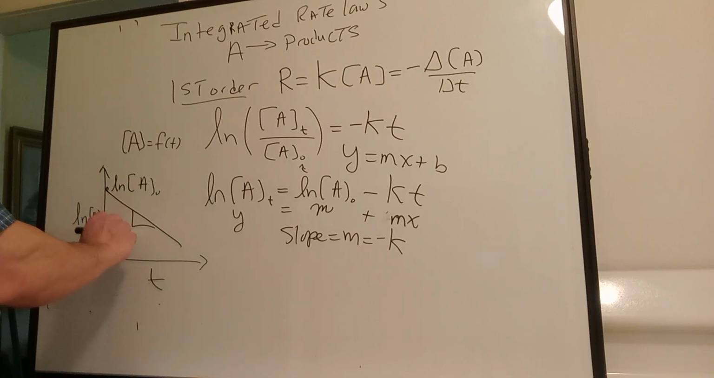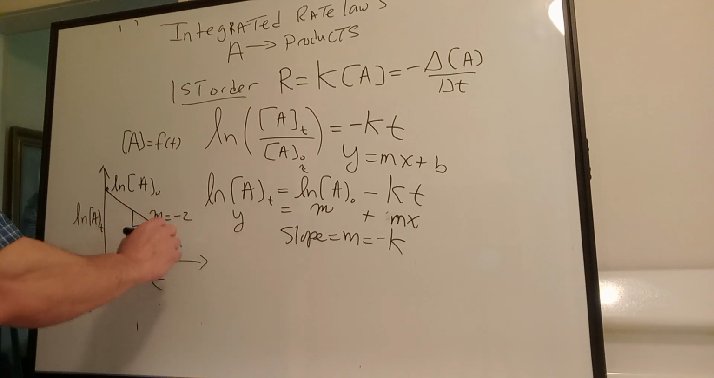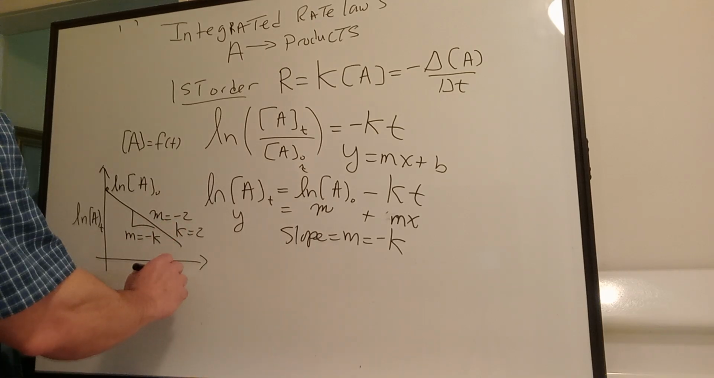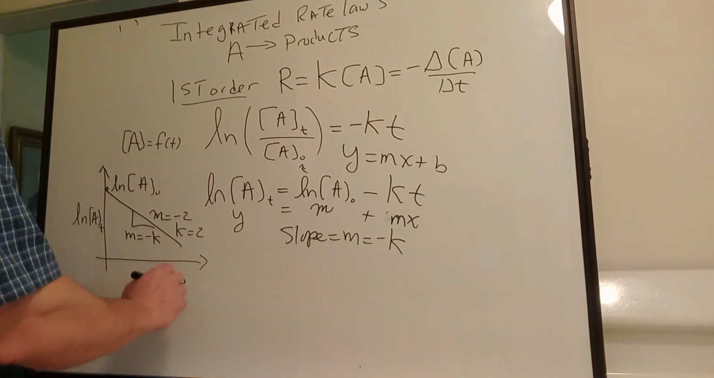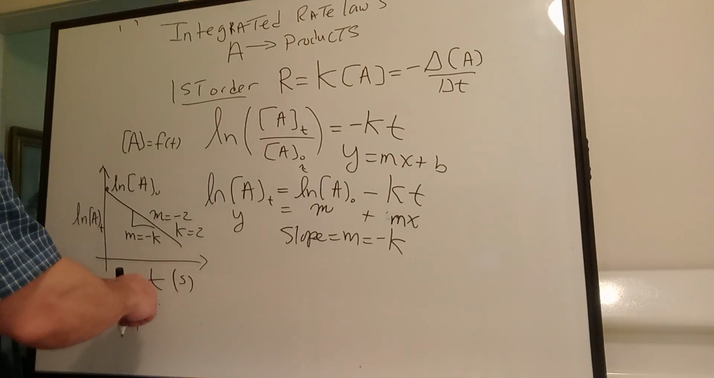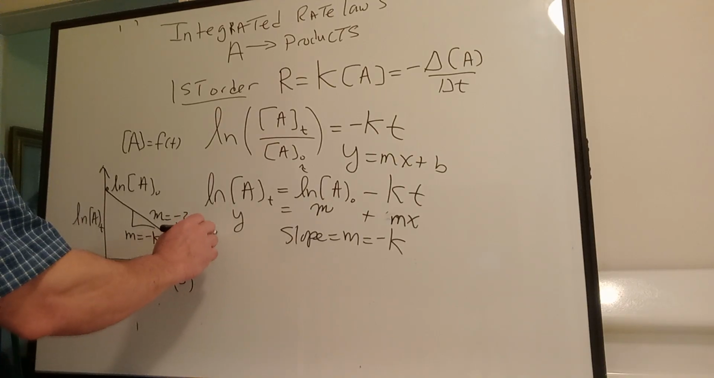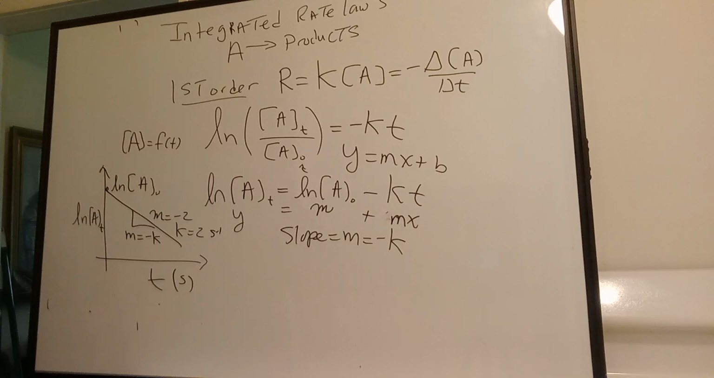The slope m is equal to minus k, meaning if m was, for example, minus 2, then k would be equal to 2. And if the units here were seconds for t, that means k would have units of inverse seconds. This will have no units associated with it. This is dimensionless.